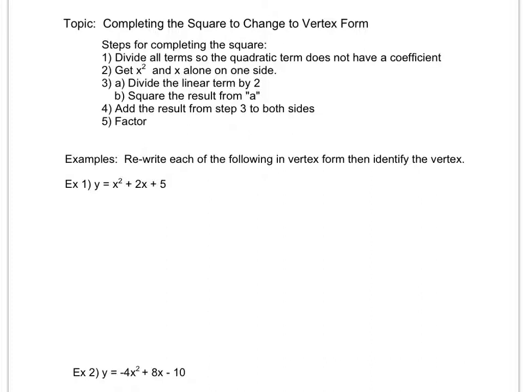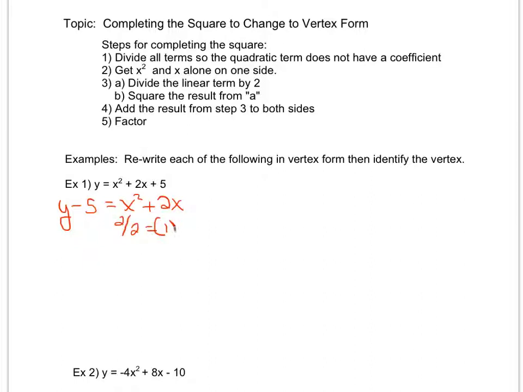So first thing I'm going to do is divide all my terms so my quadratic term does not have a coefficient. But since my quadratic term's coefficient is 1, I can skip that and just subtract the 5 over to get x squared and 2x on the same side, giving me y minus 5 equals x squared plus 2x.